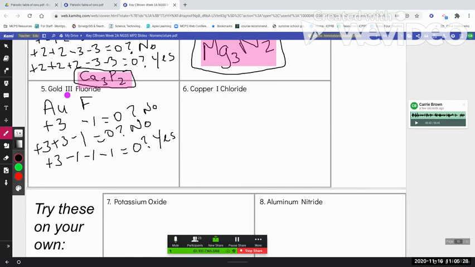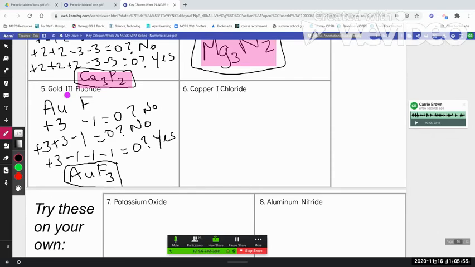That's a yes. So when I write this, AU would normally have a subscript of 1, but we're not going to record that it's a 1. If we had no gold, we wouldn't put it down. And then we have 3 -1s, so the subscript of fluorine is a 3. That's my final answer. Okay.